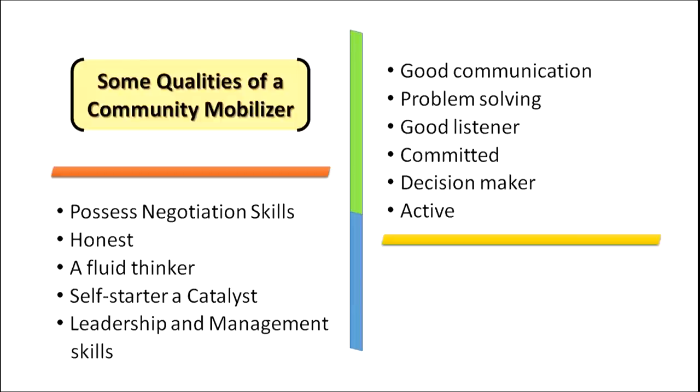For example, the first one is that you should have negotiation skills, that is, bringing about consensus based on discussion. So, collaboration, and discussion leading to negotiation. You need to be honest, you need to be a fluid thinker. We say thinking out of the box, but I would just say thinking out of the square. A self-starter and a catalyst. You should have that dynamism. You should be like a sprint jumping, with leadership and management skills.